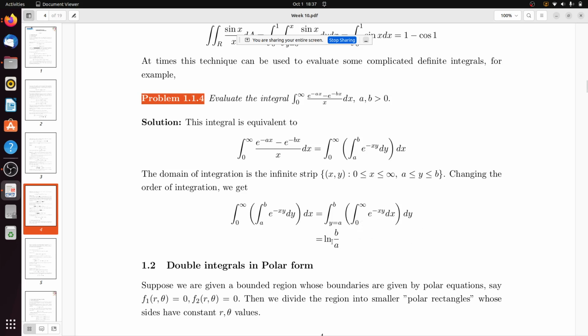If you integrate it, you will get the integral of e to the power minus xy dx from 0 to infinity, which is minus e to the power minus xy divided by y. Now if you put the limits 0 and infinity, you will get the answer as e to the power minus y by y. So the answer will be e to the power minus y by y.